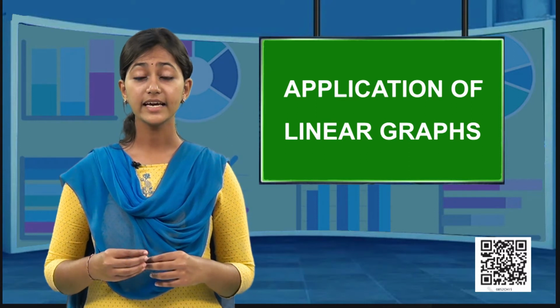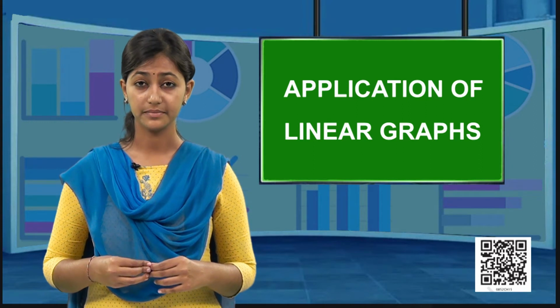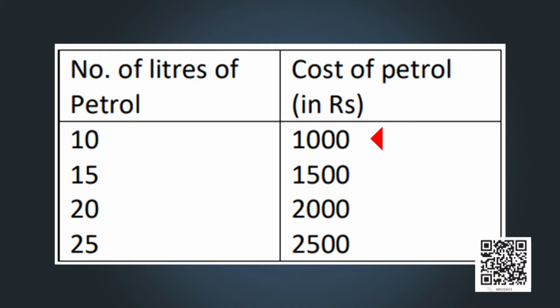Now let's see applications of linear graph. Let's take an example. Suppose 1 liter of petrol costs 100 rupees. For different quantities of petrol, the cost of petrol is as follows. For 10 liters of petrol, the cost is 1000 rupees. For 15 liters of petrol, it's 1500 rupees. For 20 liters of petrol, it's 2000 rupees. For 25 liters of petrol, it's 2500 rupees.